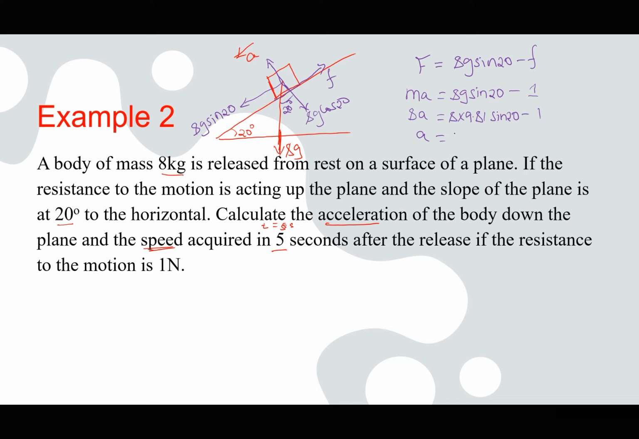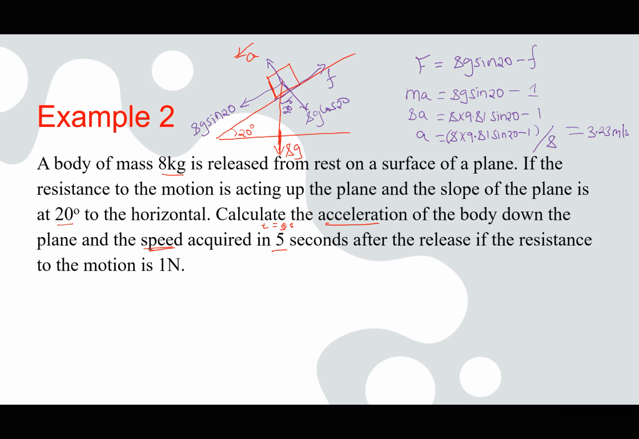So the acceleration is going to be, of course, 8 cancels out. No, it doesn't, because I'm going to divide. So that is 8 times 9.81 sin 20 minus 1, divided by 8. So this gives us 8 times 9.81 sin 20, then minus 1, divided by 8. So this is giving me the acceleration to be 3.23 meters per second squared.